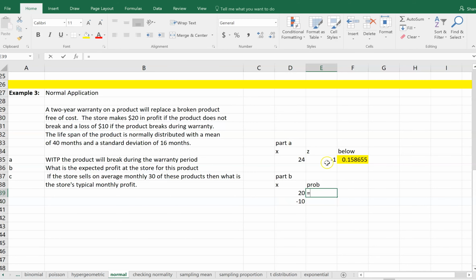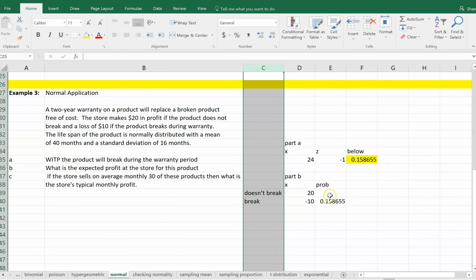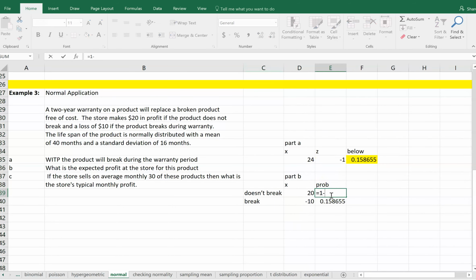The odds it's going to make it through and you don't have to break is 15%. Sorry, I'm wrong on that, because that's the break. That's why it's always important to understand what you're building. This is the chances it breaks, right? That's your outcome. You pay $10 if it breaks. If you're the store owner, you pay $10 if it breaks. The odds of it breaking in warranty period is 15%. It doesn't break and you make a profit is right here. The odds of it not breaking is, well, 1 minus the odds it's breaking. So the odds it doesn't break is 84%, just over 84%.